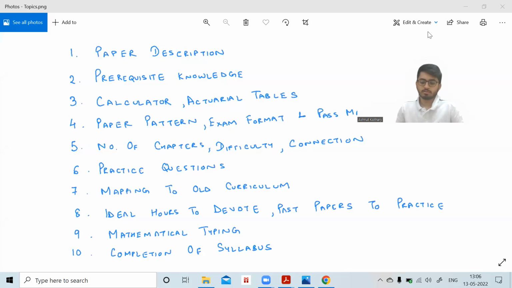Hi everyone. So in this particular class, I would be giving you a brief description regarding the CS2 examination. This class would be on the lines of the 10 topics which I've mentioned, which is available on the screen. Firstly, to begin with, I would be giving you a brief description regarding how the CS2 paper is and so on. CS2 is basically actuarial statistics 2.